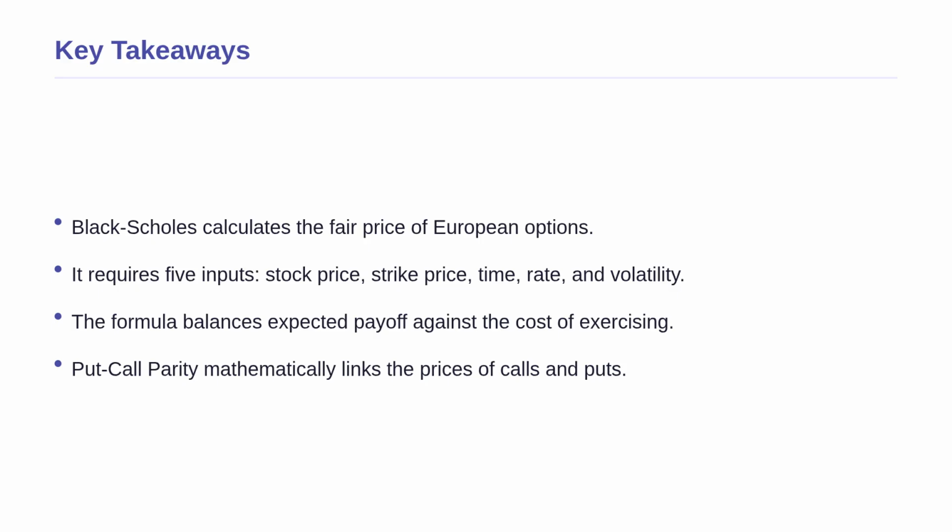Let us summarize the key takeaways from our lecture. The Black-Scholes formula is a powerful mathematical tool used to find the objective, fair price of European call and put options. It relies on 5 key inputs: the stock price, strike price, time to expiration, interest rate, and volatility. By balancing the expected payoff against the cost of exercising the option, it removes guesswork from trading. Furthermore, put-call parity ensures that call and put prices remain perfectly linked. You have now covered the full topic, and understanding this formula is your ultimate key to mastering how financial markets price and trade risk.